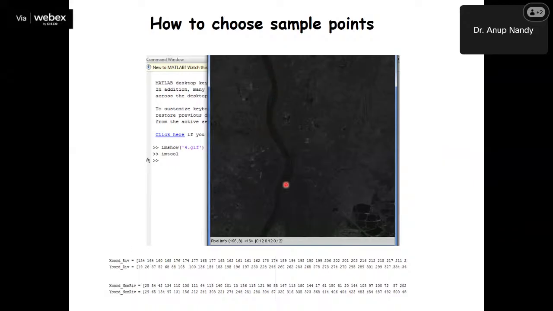Okay, as you can see, this is a river class and this is a non-river class. Now, as I already told you, you have to choose the sample points, meaning pixel coordinate positions. As you can see here, this is the x coordinate of the river and the y coordinate of the river. So you have to choose the sample points from the river class in such a way that the overall variability of the classes is maintained.